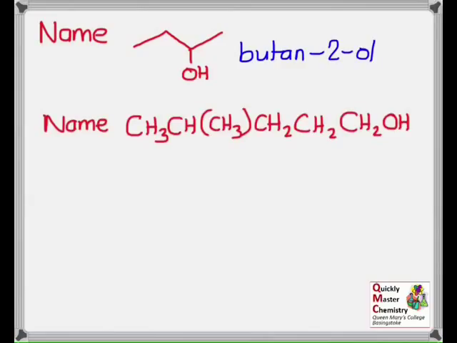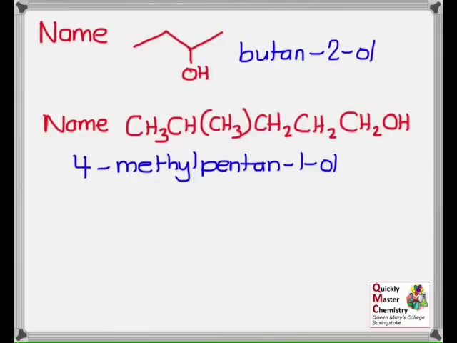Next example is a shortened structural formula. See if you can figure this one out and name it using the systematic naming rules. So the name comes out as 4-methyl pentan 1-ol. The CH3 in brackets halfway along means that there's a methyl group attached to one of the carbons, and the OH is right at the far end there.